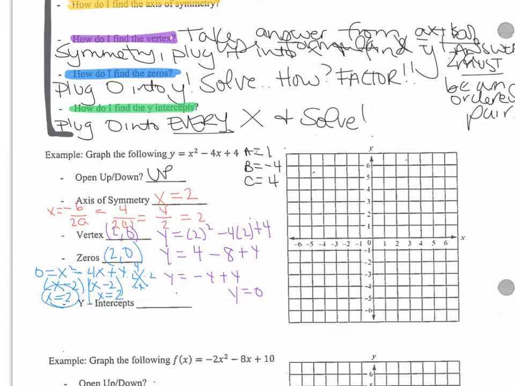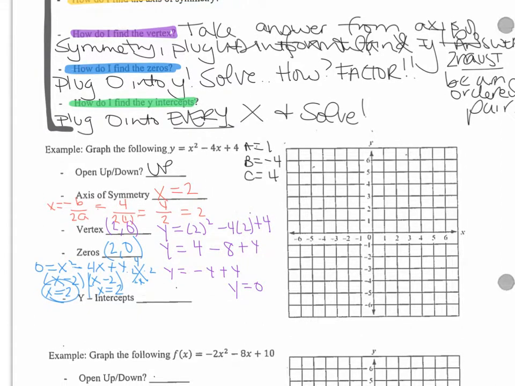Last but not least, y-intercepts. How do I find y-intercepts? I've got to plug 0 into every x and solve. So I'm going to plug 0 into every x in this equation, and then I'm going to find y. So y equals 0 squared minus 4 times 0 plus 4.